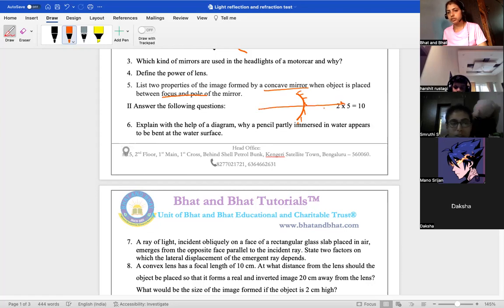And the object is placed between. So this is the pole and this is the focus. So object is placed here. What is asked? Write two properties of the image. So tell all the nature, I mean all the properties of image, like tell the nature of the image for me.